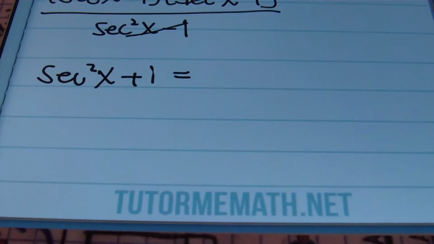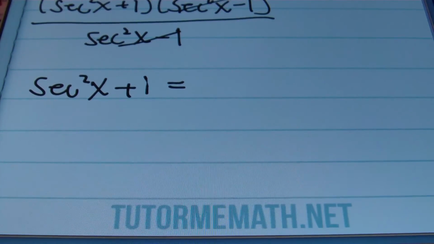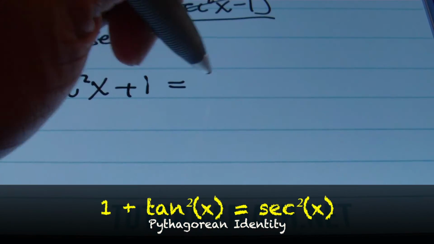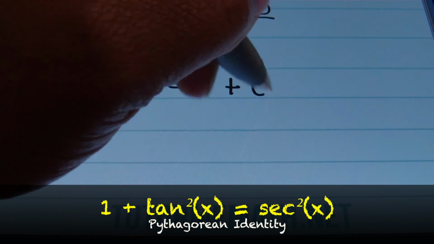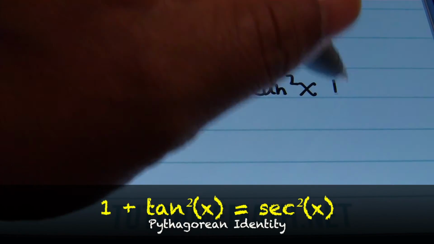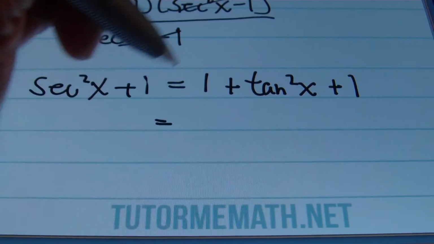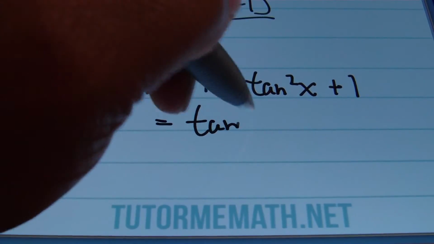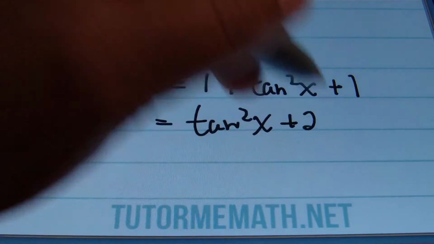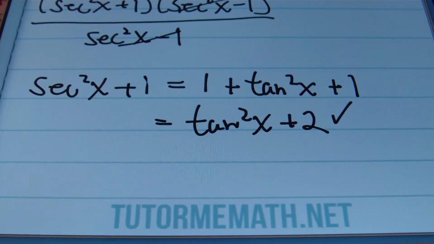However, secant squared x plus 1 can be rewritten using our Pythagorean identity into 1 plus tan squared x plus that existing plus 1. So now we can just combine like terms, because 1 plus 1 is 2. Left side equals the right side.